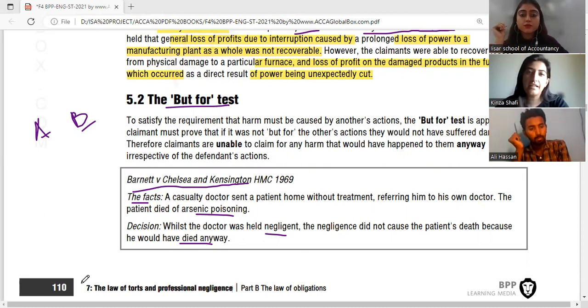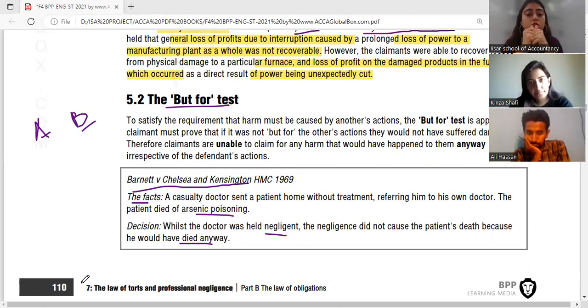Ma'am, I think that's unfair. That doctor should be answerable. If a person was there, he should have done something. He should have taken care of it. Now we have to check. Now there are three tests. Number one, there was a duty of care. Yes, we agree. Do you agree or you don't agree? The doctor had duty of care.